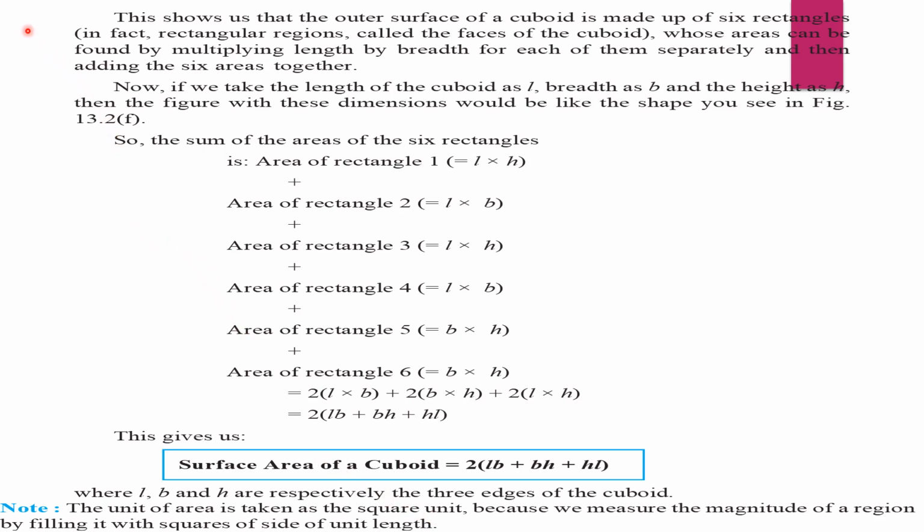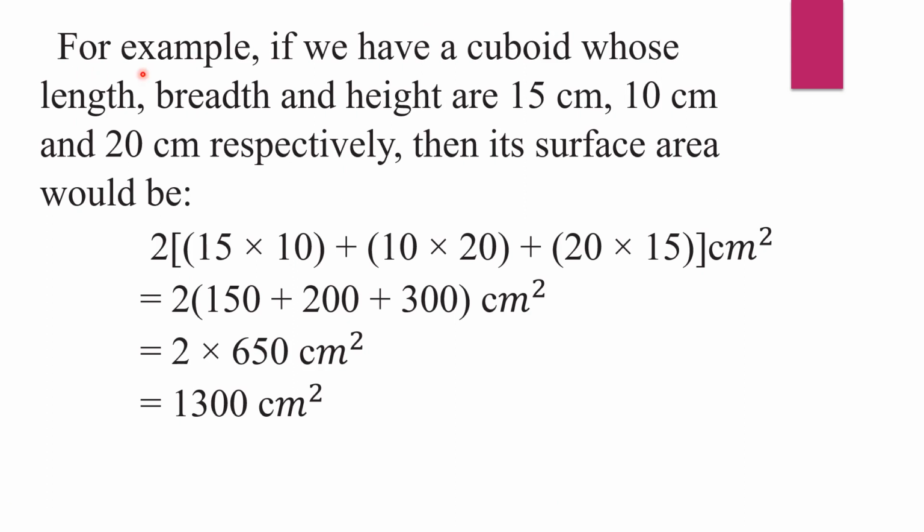Okay, my children, for example, if we have a cuboid whose length, breadth and height are 15 centimeters, 10 centimeters and 20 centimeters respectively, then its surface area would be 2 of (LB plus BH plus LH). In that formula, here L is equal to 15, B is equal to 10 and H is equal to 20. We substitute these three values in that formula. Then we get this step. Okay, my dear children, understand this step.